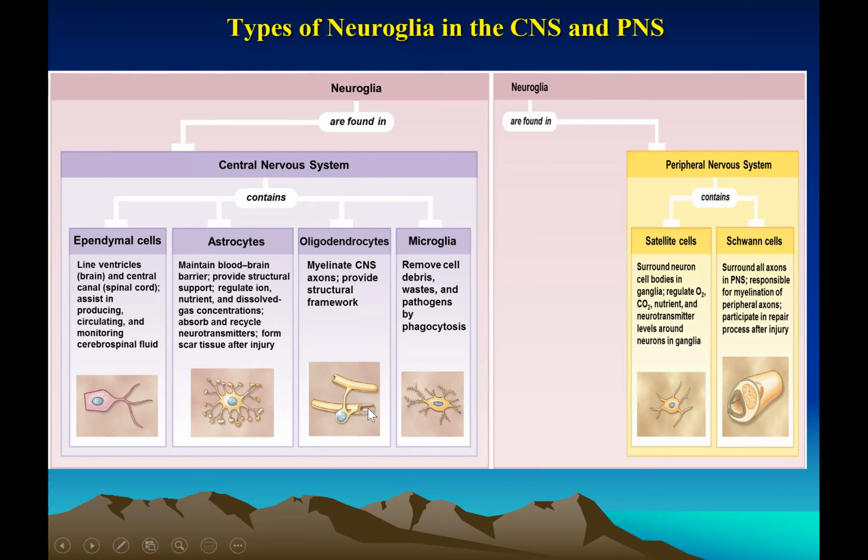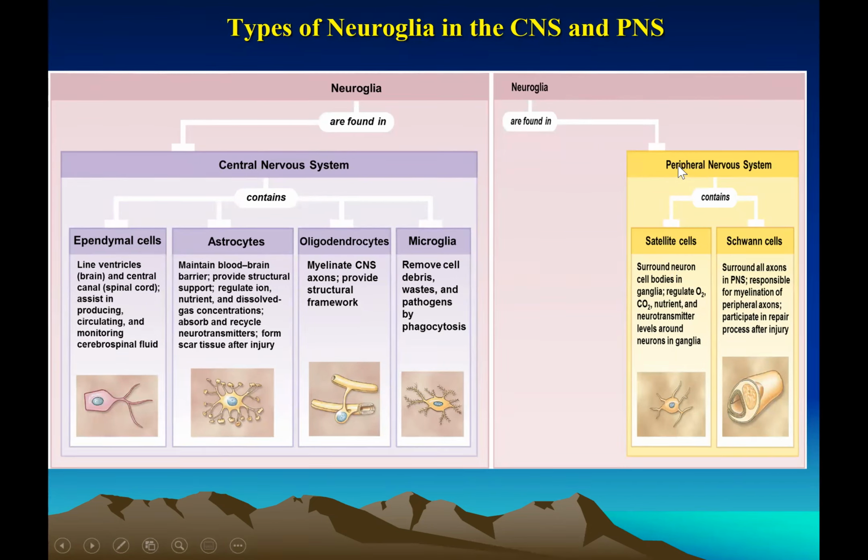Oligodendrocytes are responsible for myelinating the central nervous system axons. You can see how they wrap themselves around the axon, thereby insulating it. This is important to speed up the action potential, just like electric wires have insulation so that the electricity can stay in the wire. That's called myelination. Microglia are the immune cells. They can remove waste and pathogens by phagocytosis, so they make sure the brain is clean and infection free.